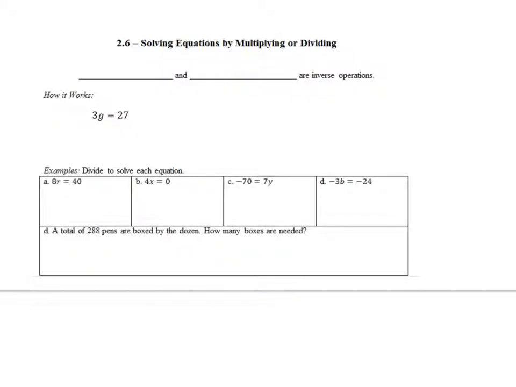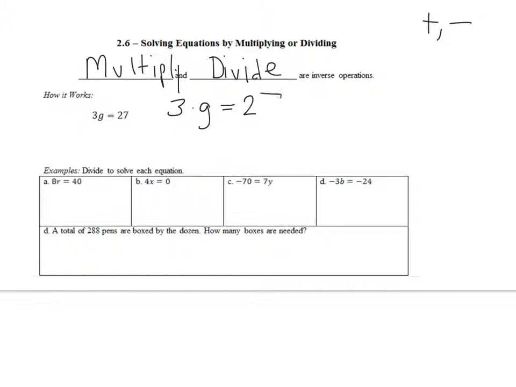Just like adding and subtracting are inverses, multiplying and dividing are inverses. So when you're solving an equation, you're going to do the inverse operation to solve for x. So this is 3 times g equals 27.